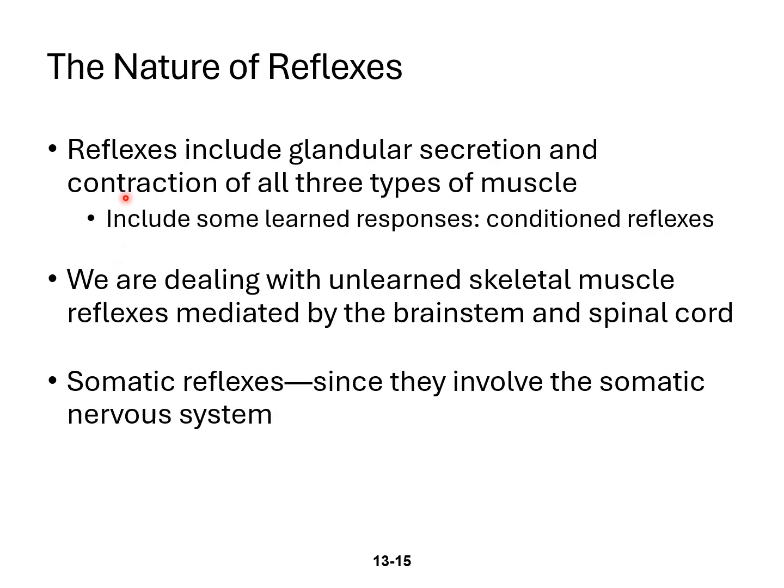Now, they include glandular secretions and contraction of all three muscle types: smooth, cardiac, and skeletal. Some are going to be learned responses, conditioned reflexes, so some of these can be learned over time. And we're dealing with unlearned skeletal muscle reflexes mediated by the brainstem and spinal cord. So even though sometimes you can have a learned response from a food type that you don't like, where the glands in your stomach start secreting stomach acid, makes your stomach feel uncomfortable, and you don't want to eat that food, that's not the ones we're going to be looking at for the rest of this micro lecture.